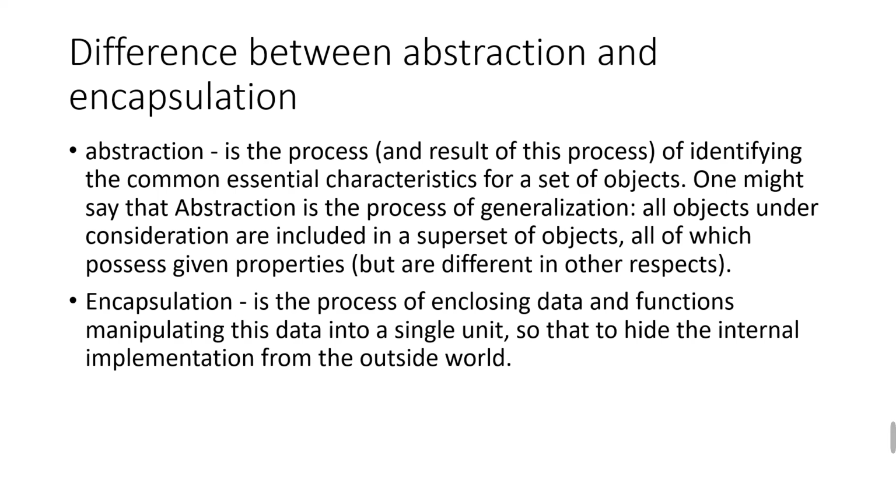Abstraction is the process of identifying the common essential characteristics for a set of objects. One might say that abstraction is the process of generalization. All objects under consideration are included in a superset of objects. In the previous example, we have the Animal class. What are the properties and methods of Animal? Animal can eat, animal can sound, animal can sleep. These are the general methods, and every animal possesses these properties.